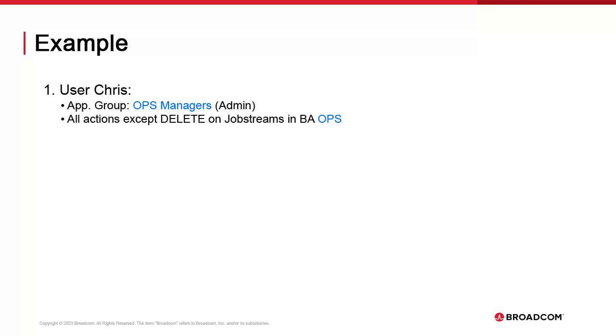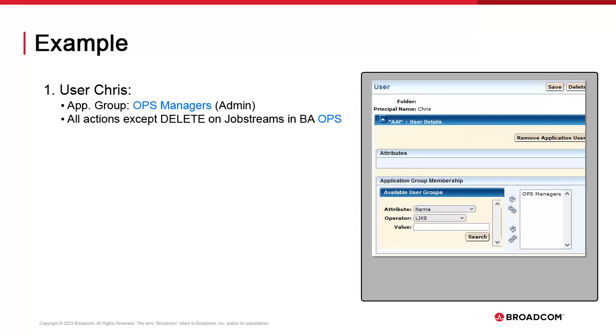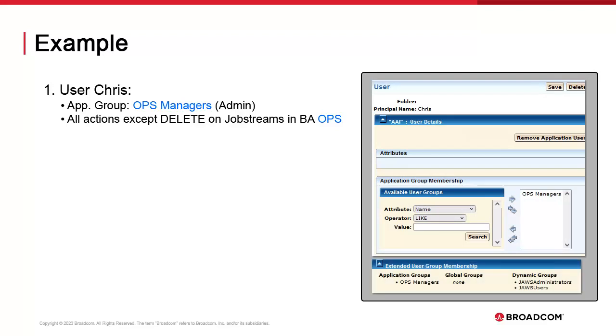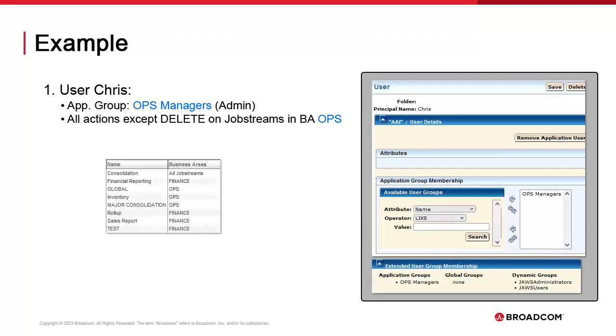He should have all permissions on these job streams, except the ability to delete, because the organization maintains a formal process for object removal. Since Ops Managers should have the ability to add and edit job streams, their user group must be mapped to the admin user dynamic group policy, or the buttons will be suppressed. We have already created the user group and associated it with the dynamic policy as shown by the user information at the bottom. This is the complete list of existing job streams. Chris should not be able to even see anything outside of the Ops business area.